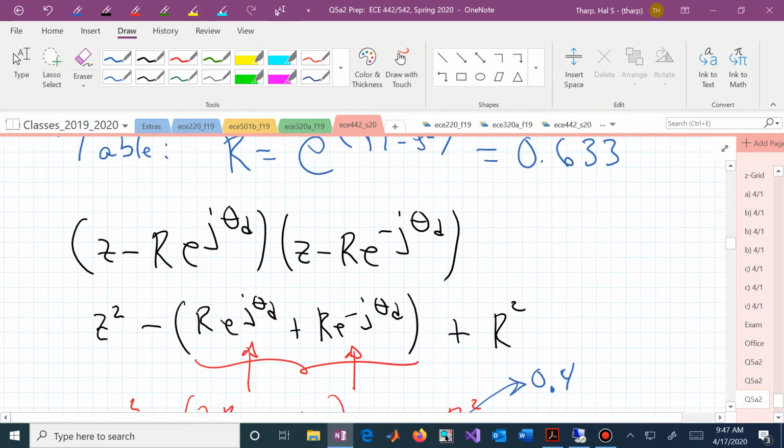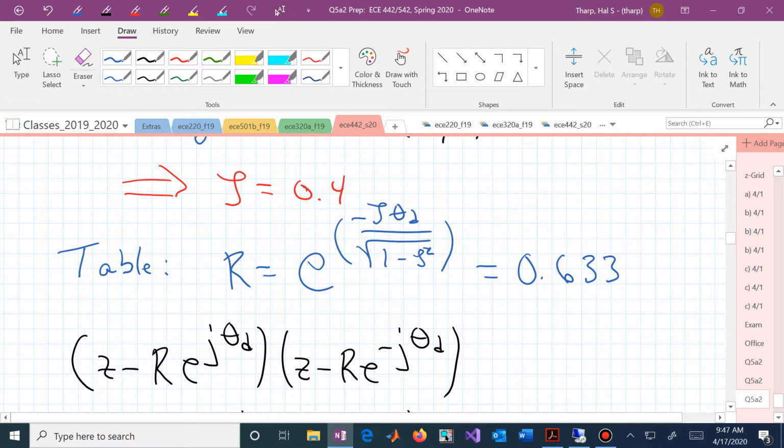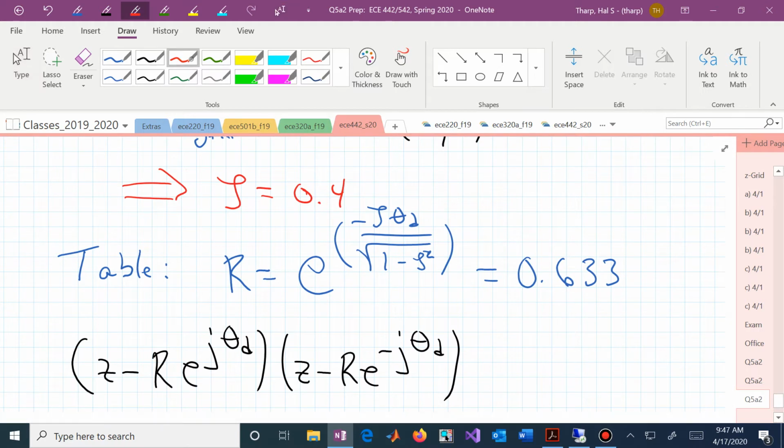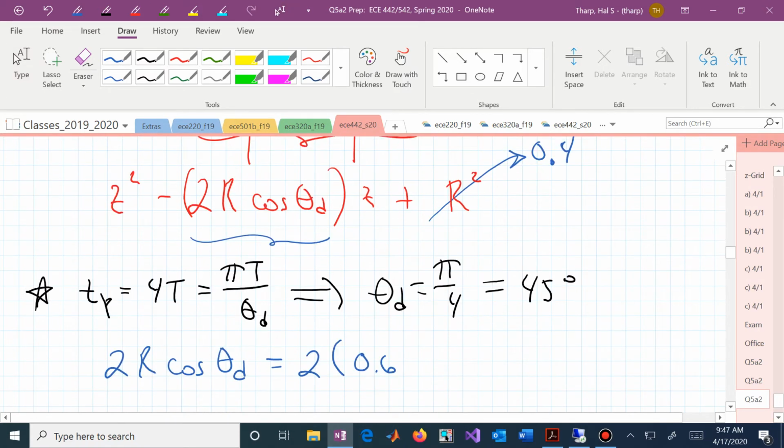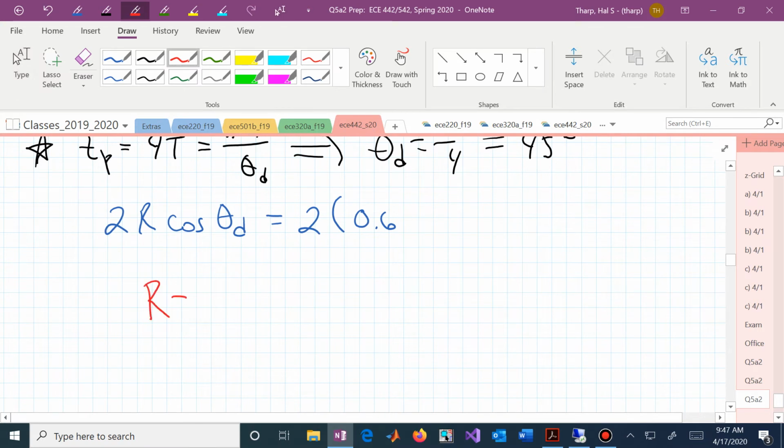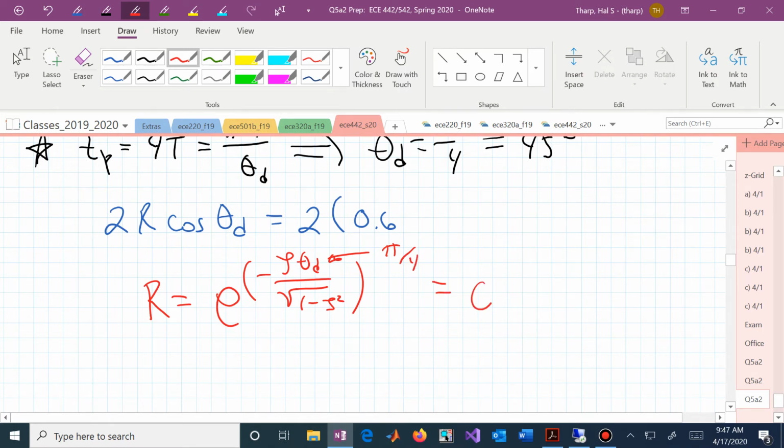Oh, so now we have to go back and redo the r, don't we? Because we assumed theta sub d the first time through was pi over 3. Now we have to create a new r, e to the minus zeta theta sub d over the square root of 1 minus zeta squared. With theta sub d being now pi over 4, this ends up being 0.7098.